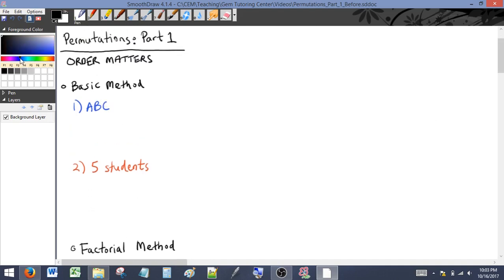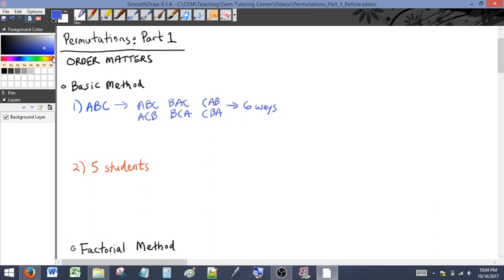So let's start with this first problem that I have here, ABC. The question is, how many ways can you arrange the letters ABC so that the order is different, using just those letters, but using all of them? So this is how you do it. You can do ABC, you could do ACB, BAC, BCA, CAB, and CBA. So 6 ways. There's 6 ways of doing this.